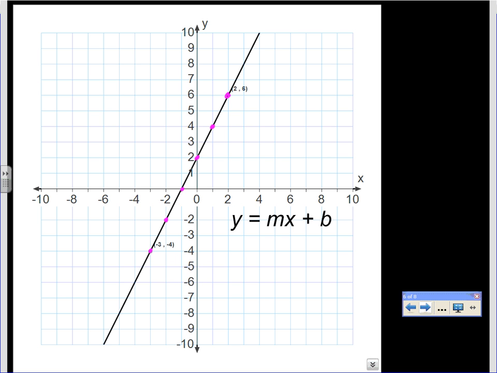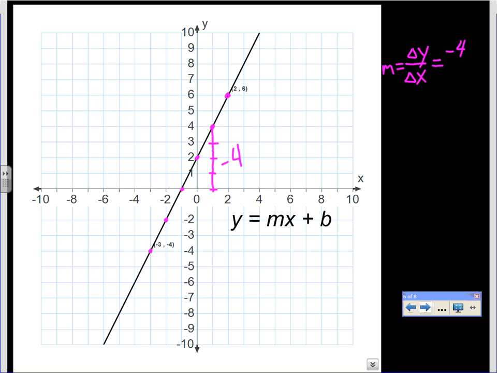You can pick any 2 points you want. I will choose this point here. So our m is a change in y over a change in x. So our change in y went down 1, 2, 3, 4. So it went down 4.